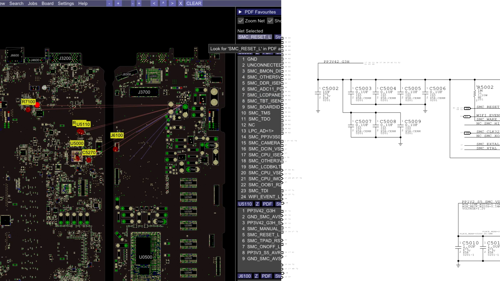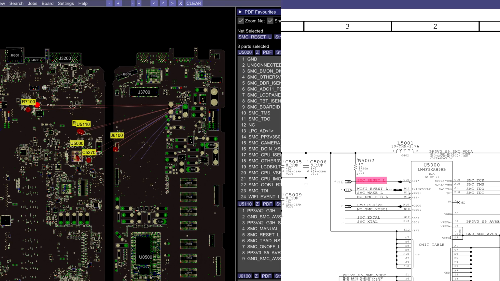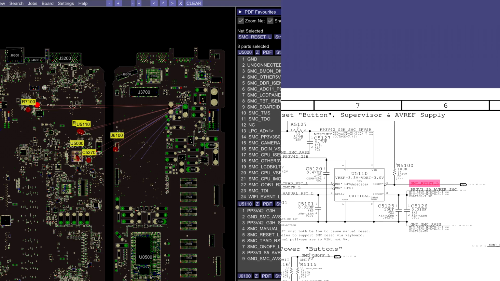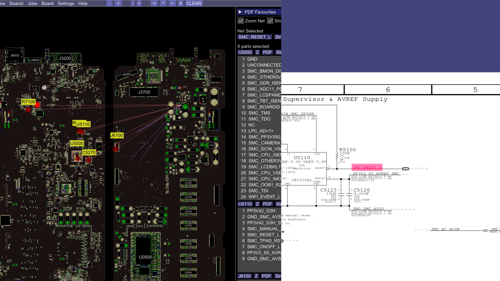SMC reset L is a signal that's going to keep the SMC from trying to turn on before all the power rails have stabilized. This chip is going to keep SMC reset L low for maybe 200 milliseconds. Think of it like a brownout detector. It's just going to make sure that PP3V42 is exactly 3.42 volts before it turns on. Now, there's two ways I can tell before I even measure SMC reset L that the SMC is off.